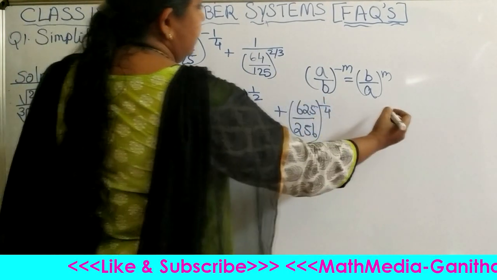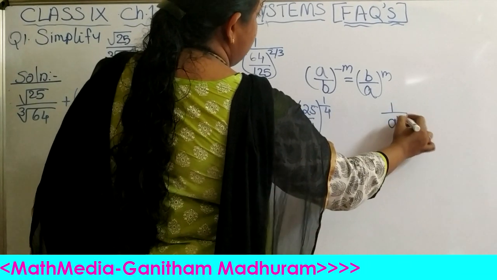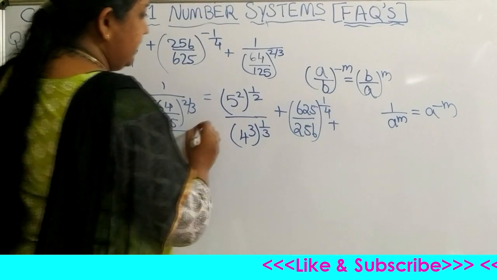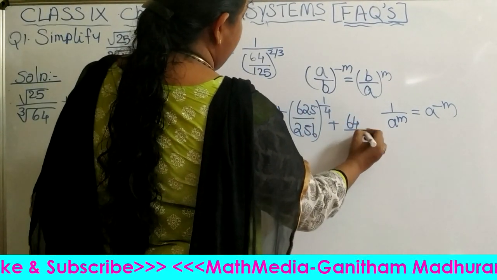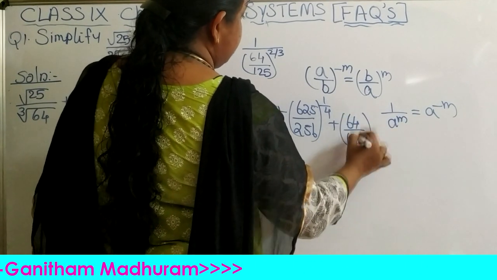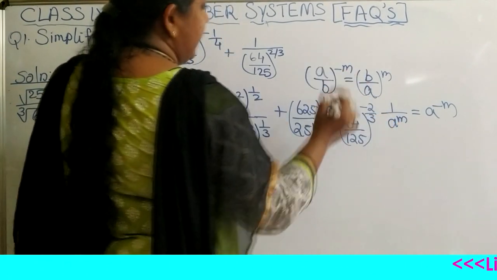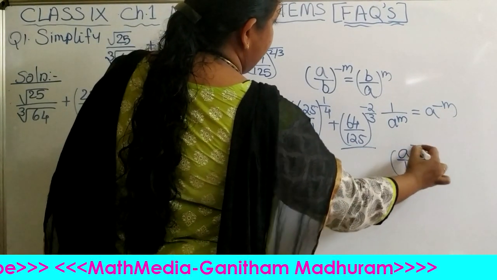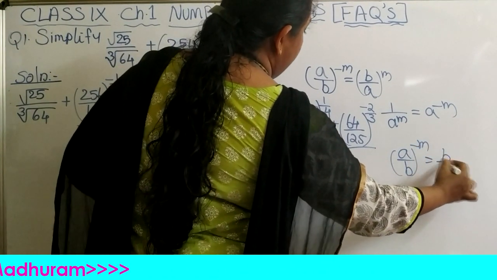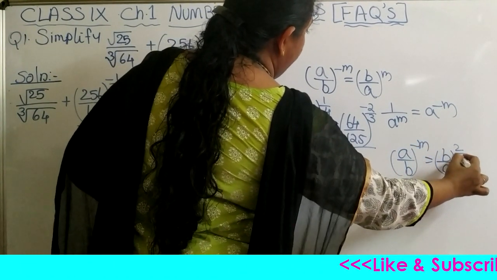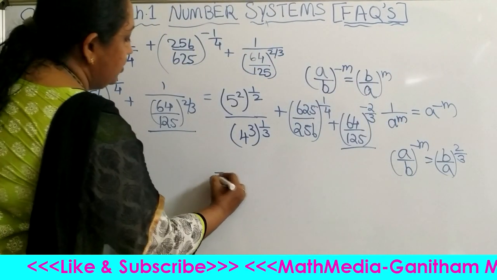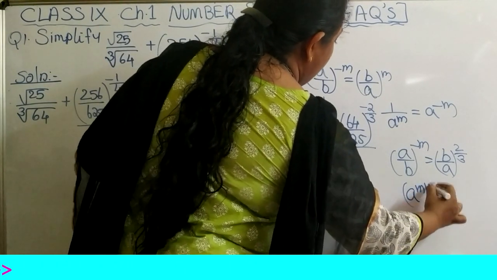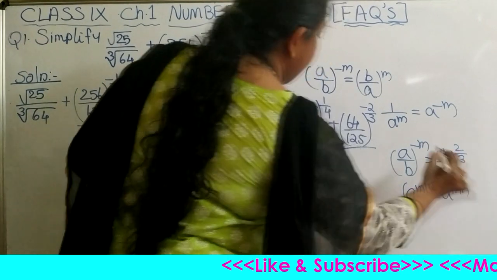1 upon a^m is equal to a^(-m). So the third term can be written as (64/125)^(-2/3). Again we can apply here the rule of (a/b)^(-m) equal to (b/a)^m. So again here, in the first term, we can apply (a^m)^n equal to a^(mn).